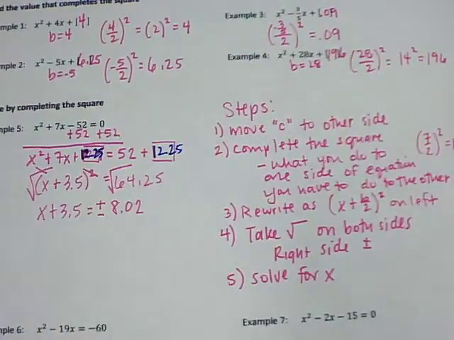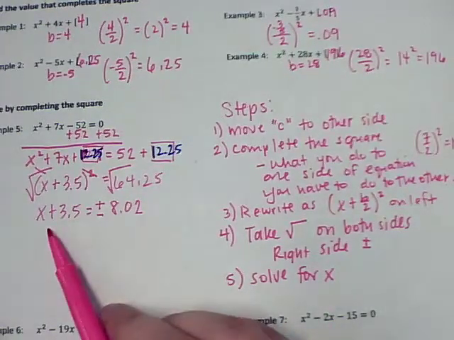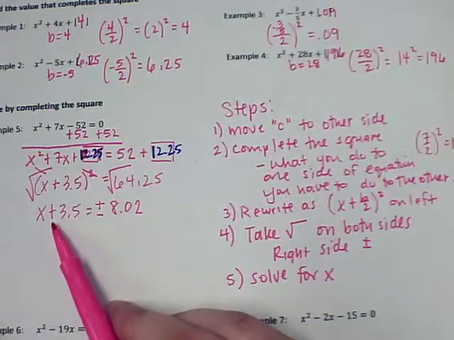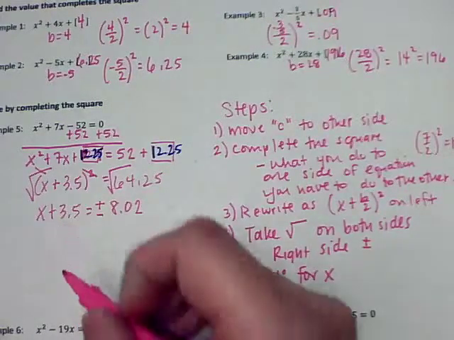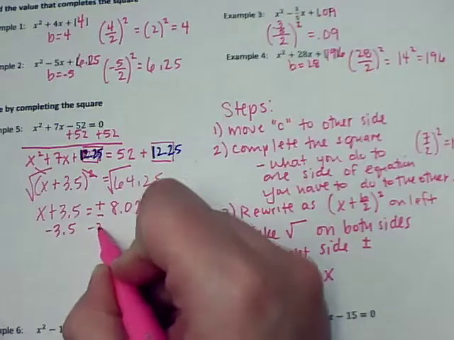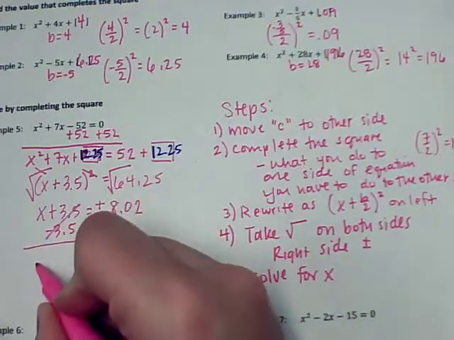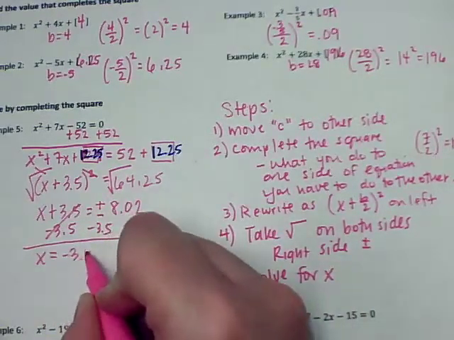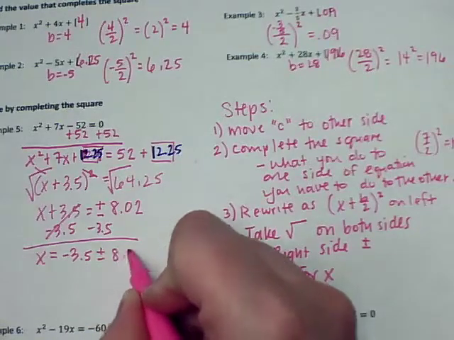So to solve for x, we need to get rid of this 3.5. To get rid of this 3.5, we need to subtract it because it's already being added. So this whole thing I could rewrite as negative 3.5 plus or minus 8.02.